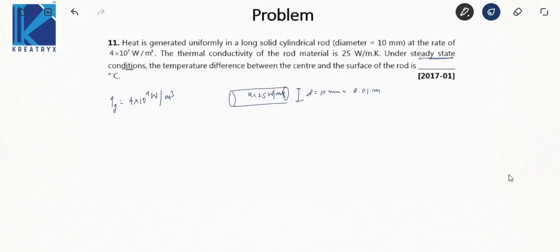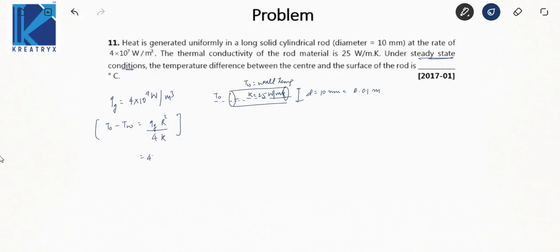Let's do it by the first method, that is directly formula based. Let this be TW, that is the wall temperature, and the center line temperature be T naught. According to the formula, T naught minus T wall is equal to Q generation R squared by 4K. This is the direct formula. You should remember it. It will save time. Put the values here.